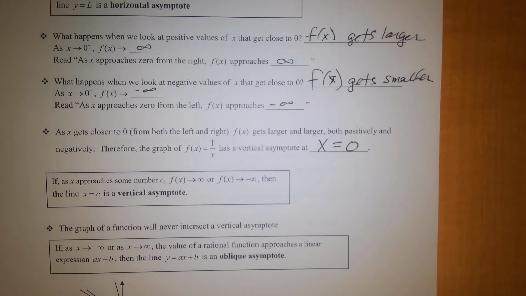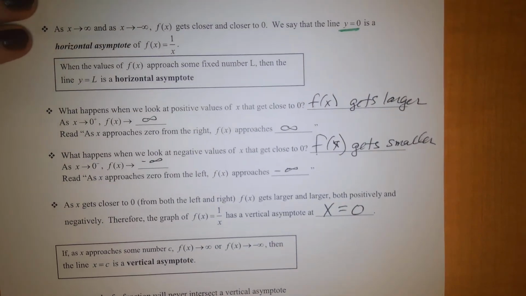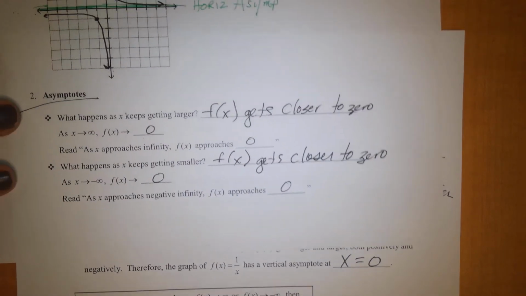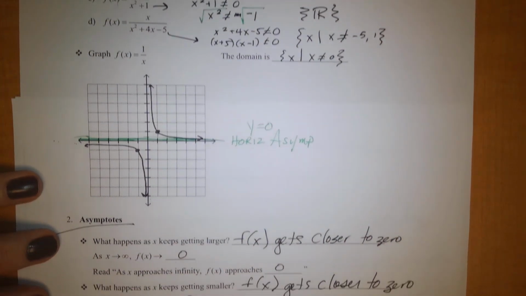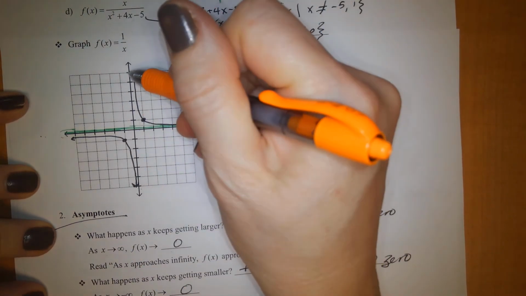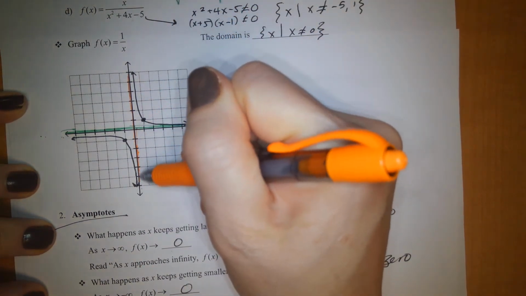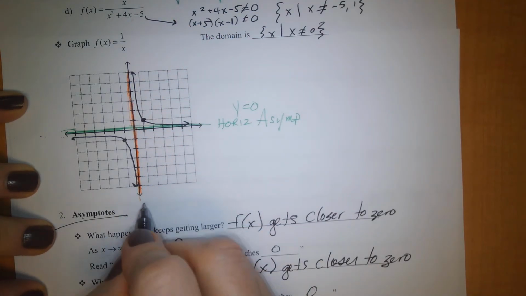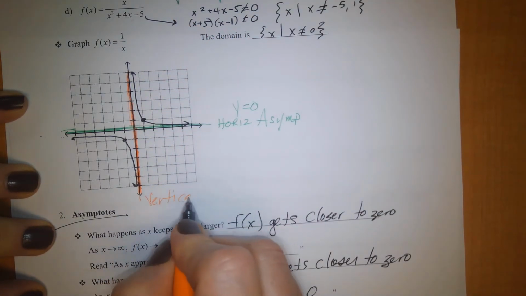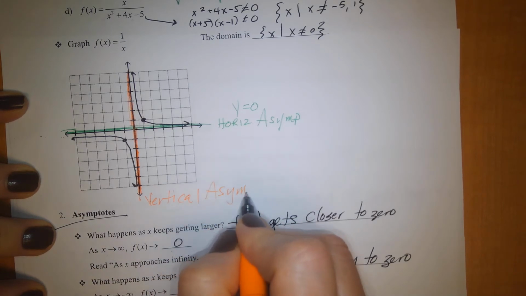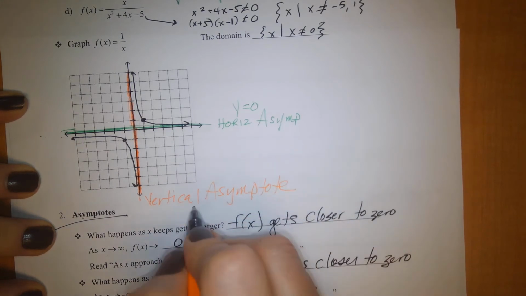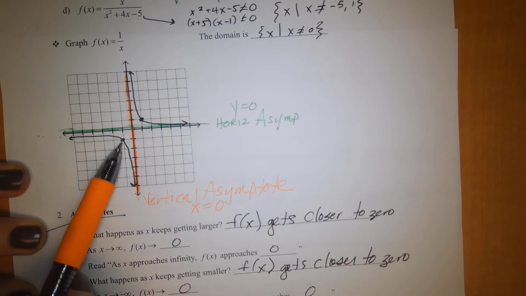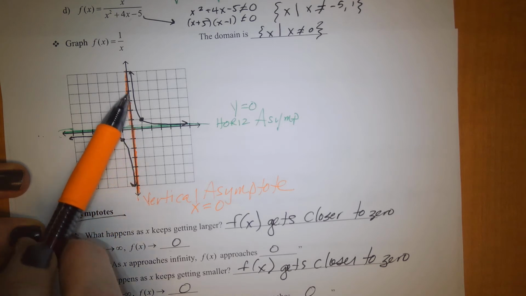So on the graph, let's look at that vertical asymptote, which would be right here. This is a vertical asymptote. It's an imaginary line running through my graph. The graph never crosses through it, and its equation is x equals 0. You can see that this graph gets closer and closer and closer, but never crosses it.